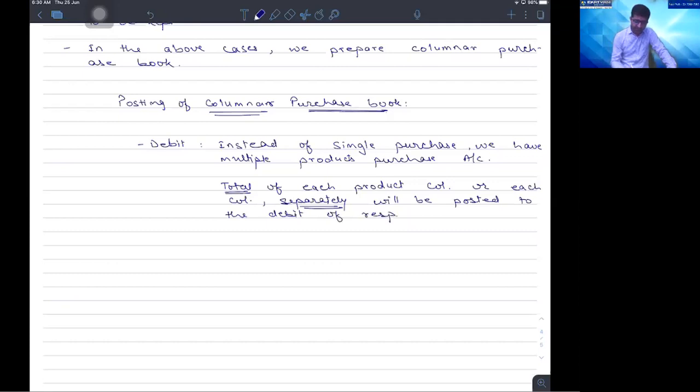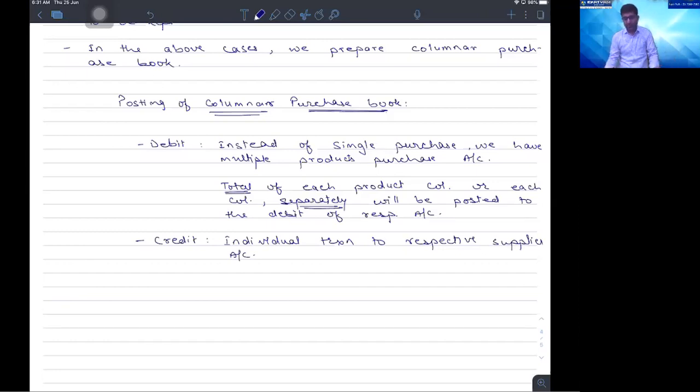Similarly, my credit posting effect will not have any kind of impact in this. Credit will be what? Individual transaction, which we were doing till now, individual transaction to respective supplier account. This is what we were doing till now. The same thing we are going to continue even in the columnar purchase book.